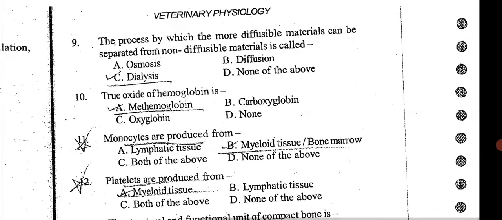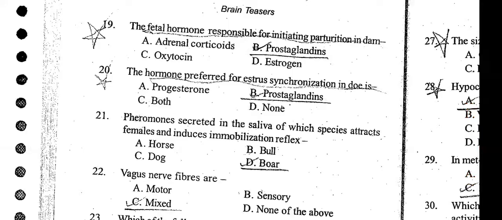The true oxide of hemoglobin is methemoglobin. Dialysis is the process by which more diffusible materials can be separated from non-diffusible materials.